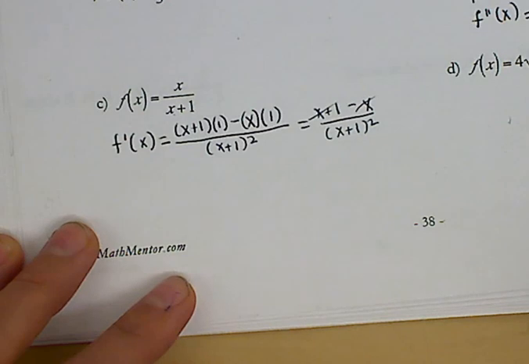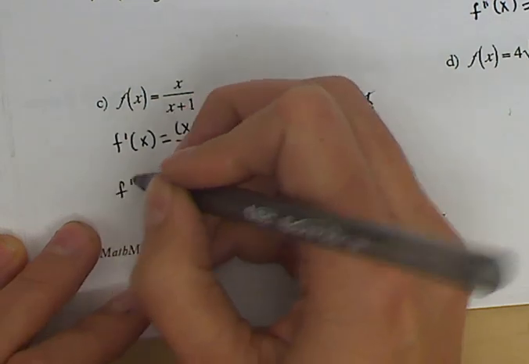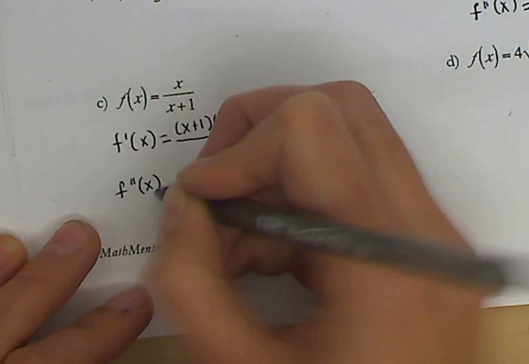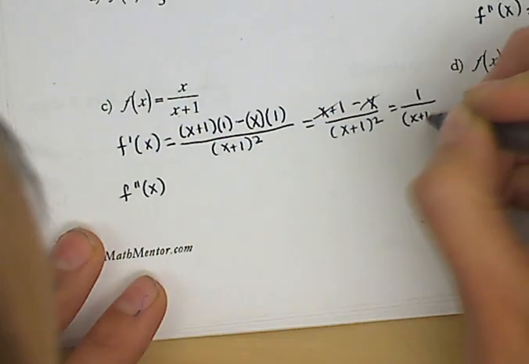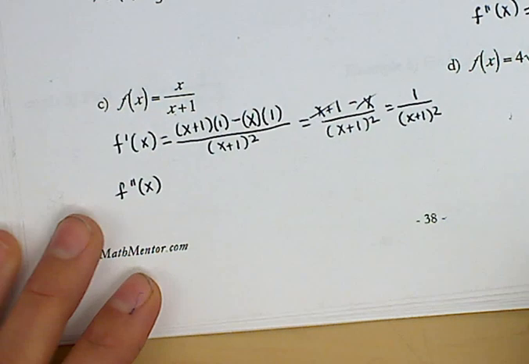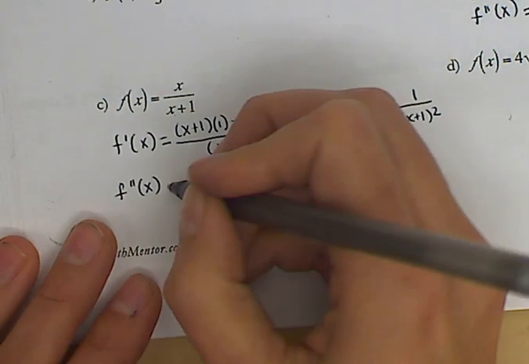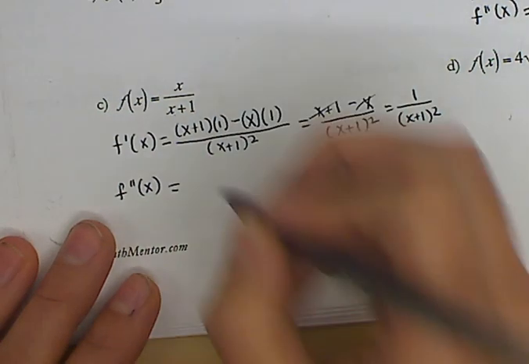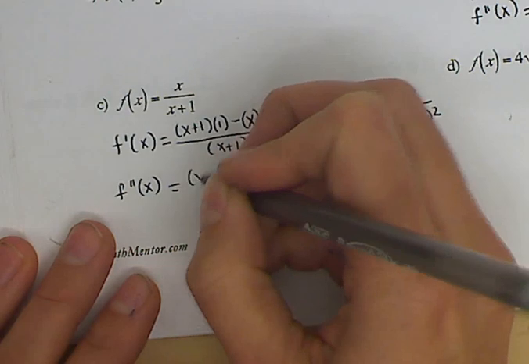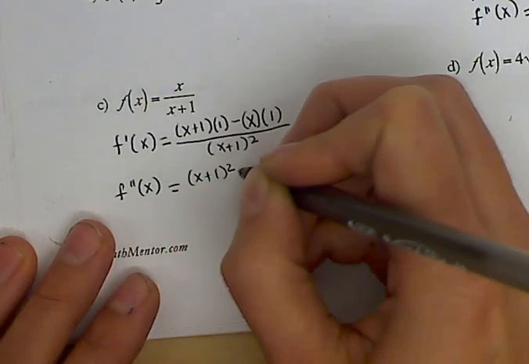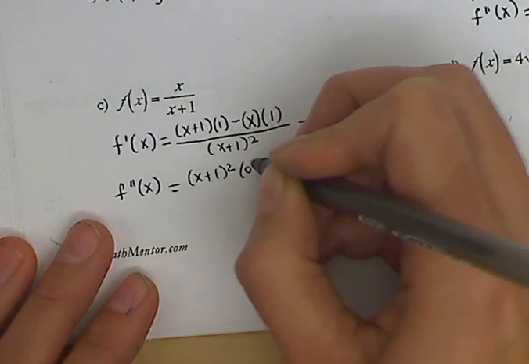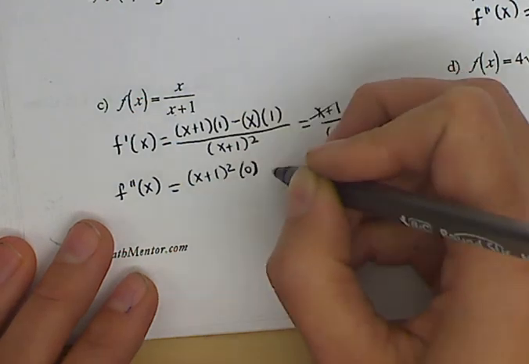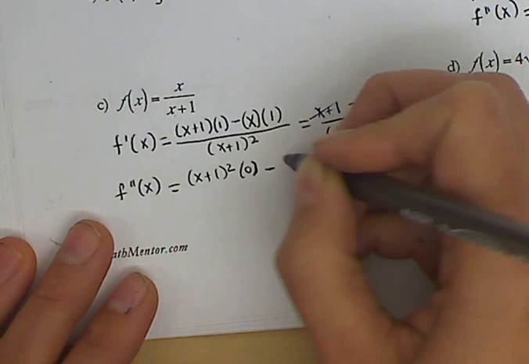So to find the second derivative, I'm going to use the quotient rule again. So I just have 1 over x plus 1 squared. I'll do the quotient rule. So I have low d high, x plus 1 squared times the derivative of high. The derivative of 1 is just 0, so that's kind of nice. That'll cancel out. Minus high d low.